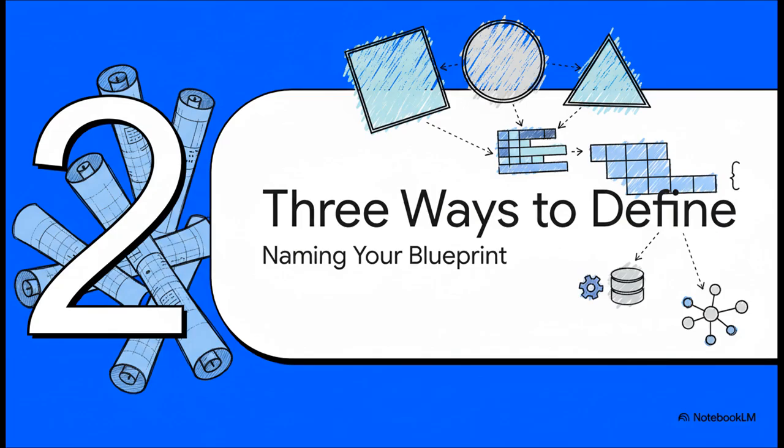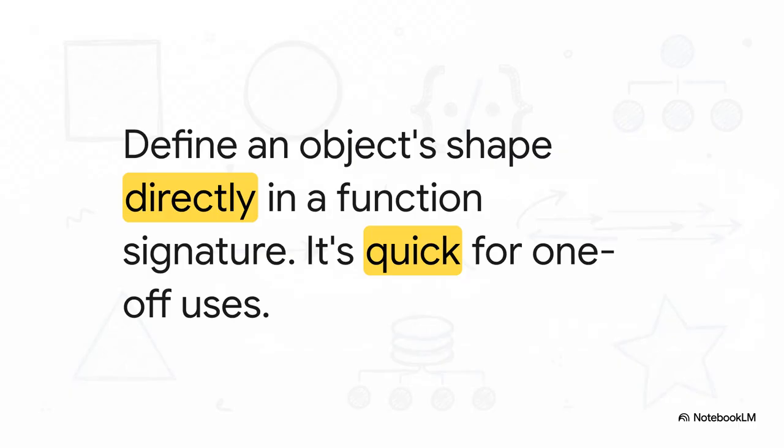All right, we've nailed down the why. Now, let's get into the how. TypeScript gives us 3 main ways to build these object blueprints. Let's break them down one by one. First up, we have what's called an anonymous type. You can see it right there in the greet function signature. We're literally defining the object's shape right where we need it, just on the fly.